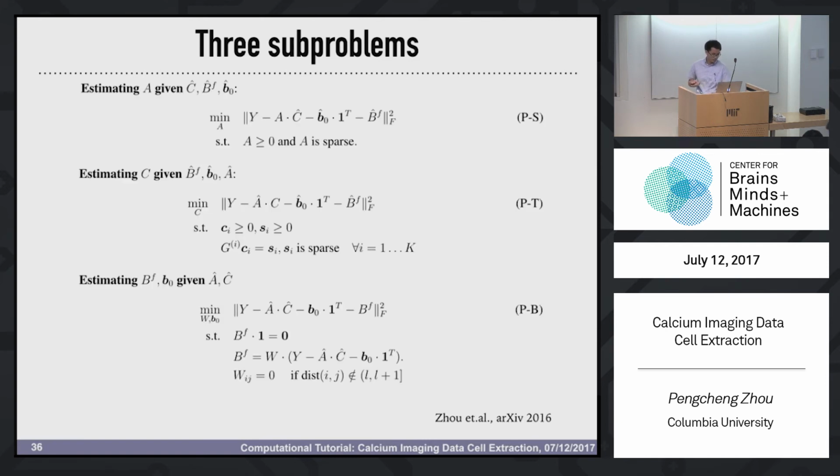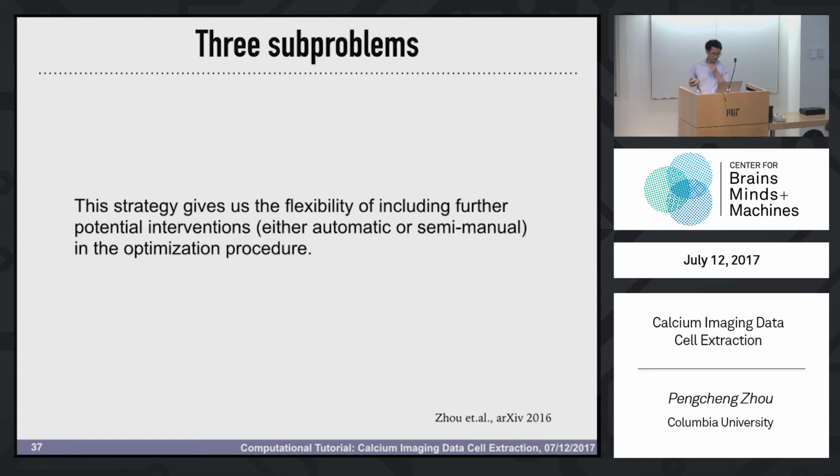So I will skip the details of solving these three subproblems, and if you are interested, you can read our manuscript or send me an email. And the strategy of dividing the large optimization problem into three subproblems has another advantage, because we can put some interventions in the optimization procedure.